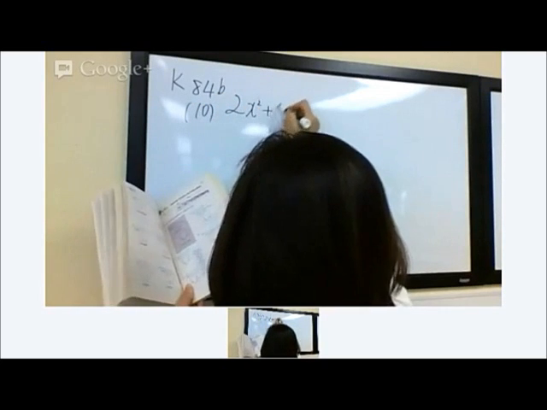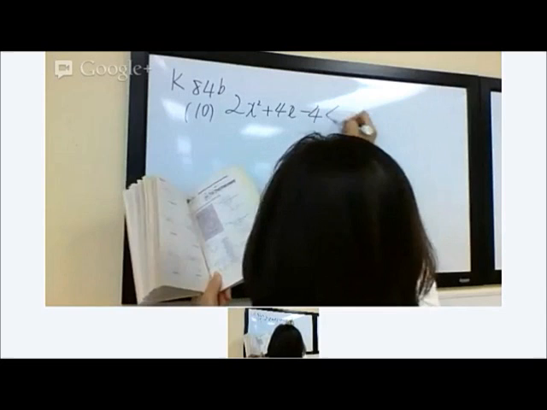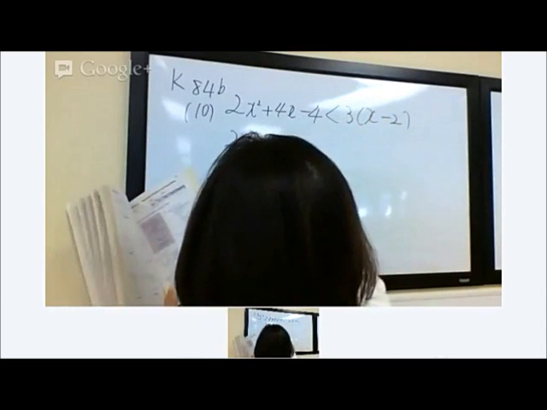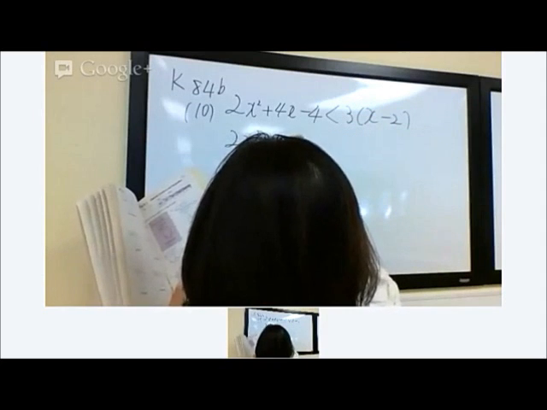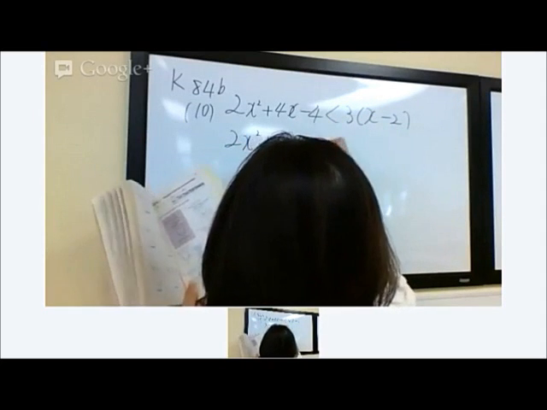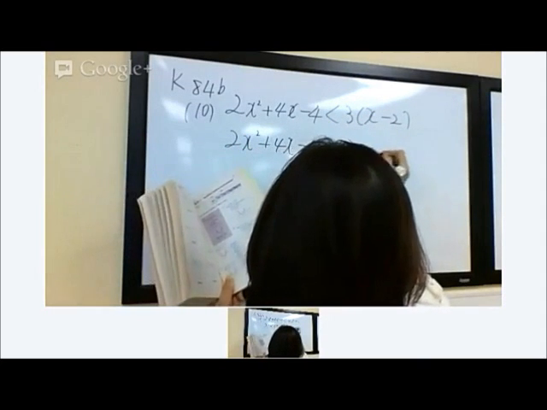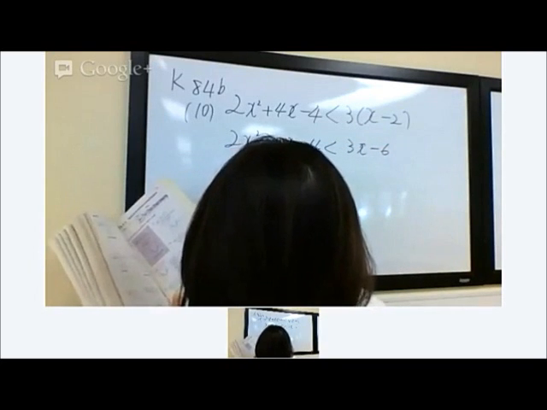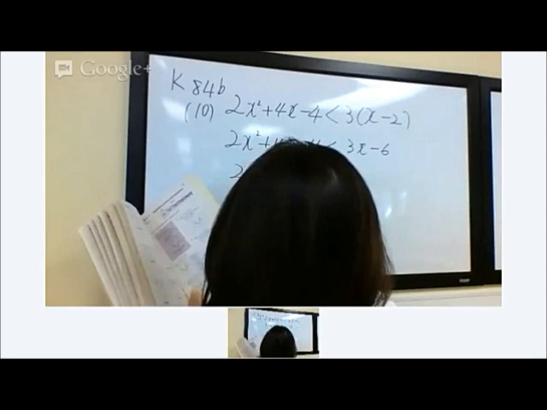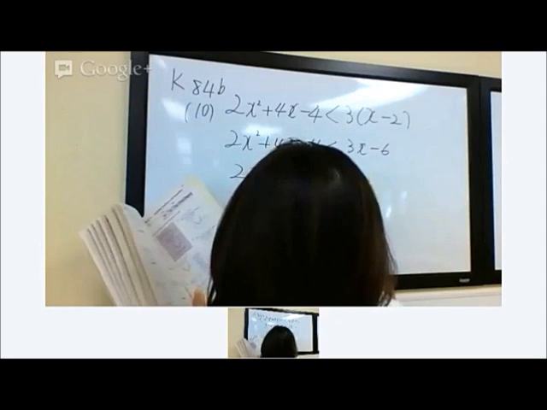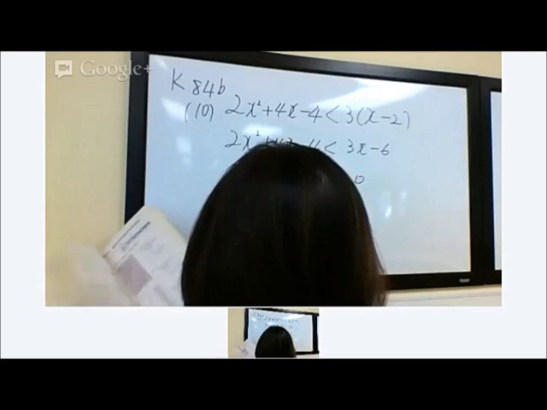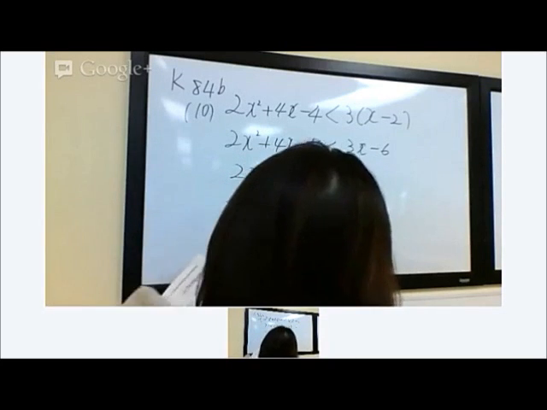2x squared plus 4x. Open the parentheses, right? Minus 4x, 4x minus 4, 3x minus 6, right? Transfer this here. 2x squared plus x plus 2. Then this one, right? How do we find x?